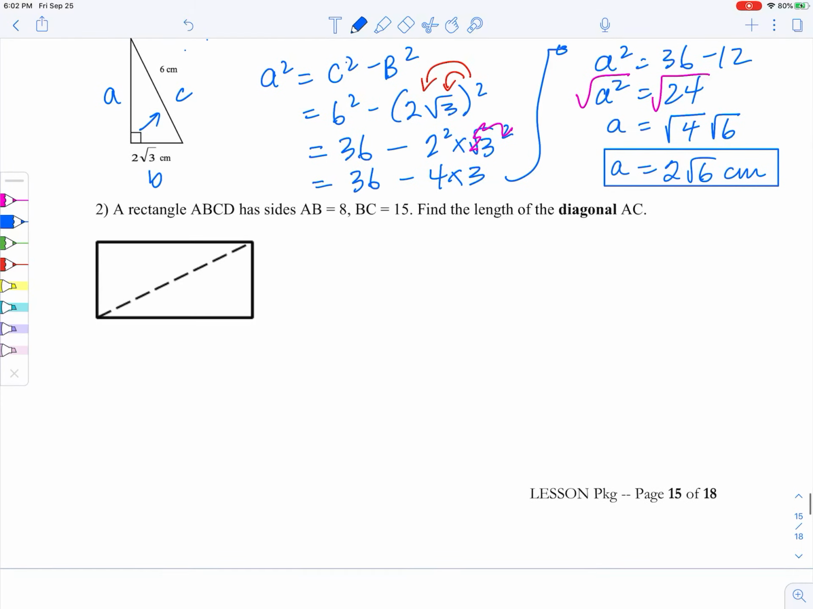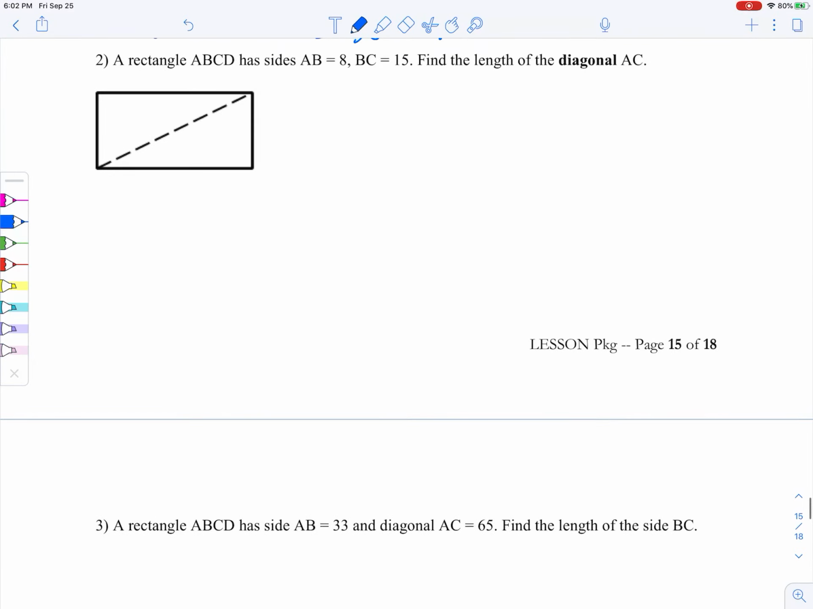Okay, question 2. A rectangle ABCD has sides AB. So AB is the shorter one and BC is the longer one. So I'm just going to call that AB, make that 8, and then BC would be 15, and then D. It wants us to find the length of this. So I'm going to use this triangle inside the rectangle. I'm going to use ABC. So BAC. It wants us to find the diagonal.